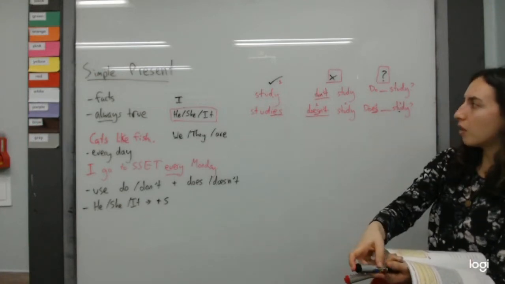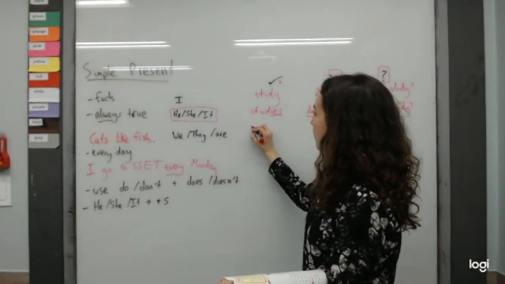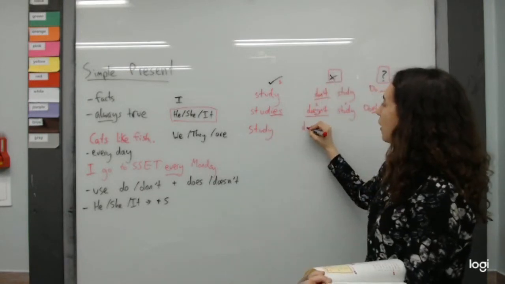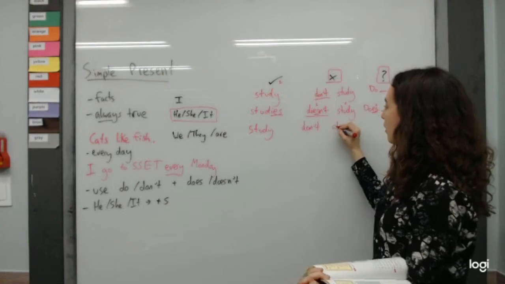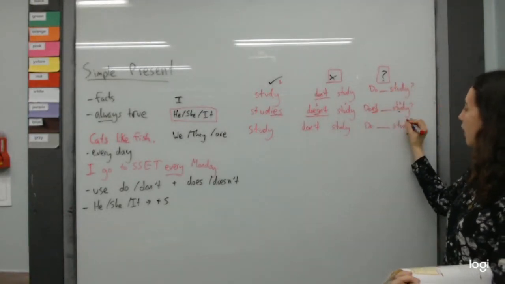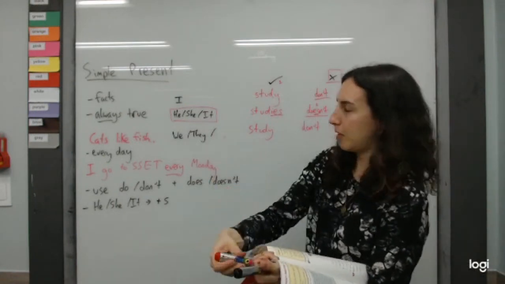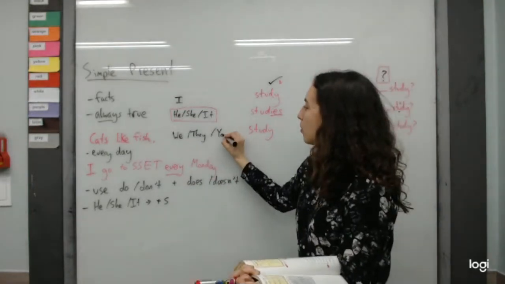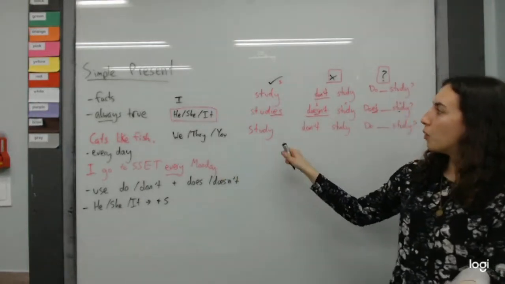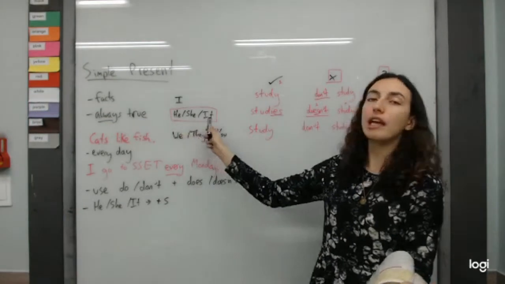Okay. So last one we have is we, they, and you. So we can say we study. They don't study. And do they study? Oh, wait, this should not be we, they, are. This should be we, they, you. For this one, because we have many people, we do not add s. We only add s for one person, he, she, it, okay?